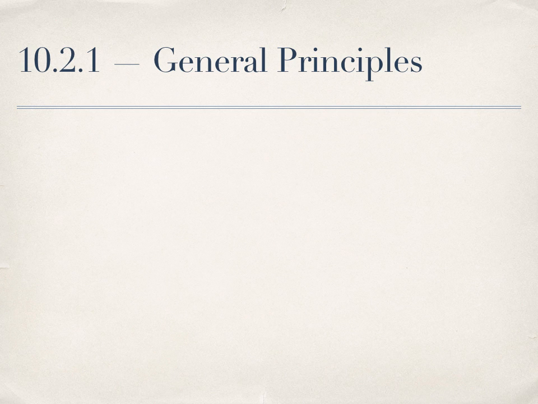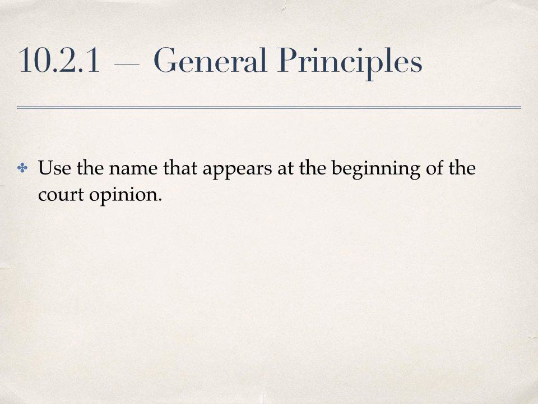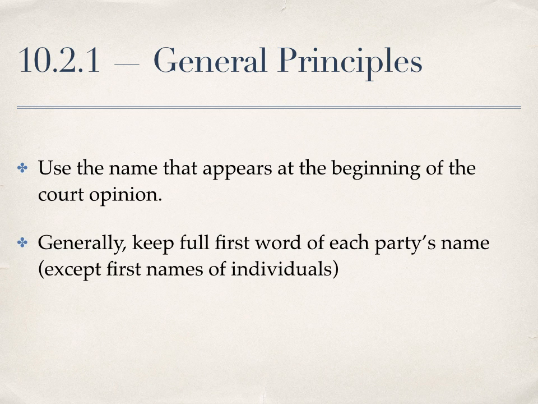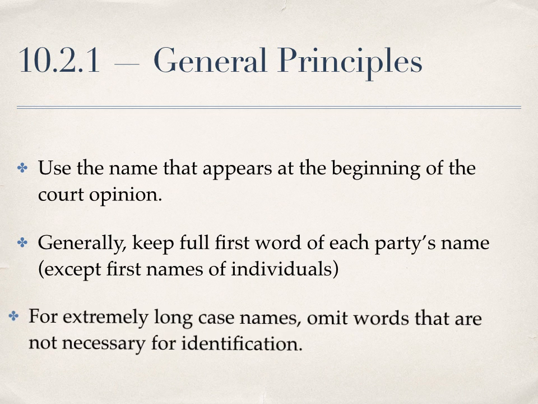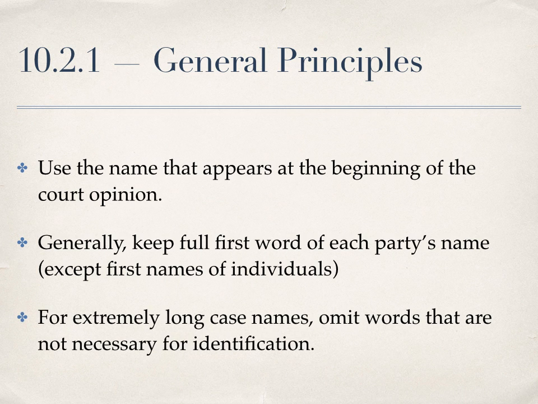In general, when forming a case name for your cites, you'll want to use the name that appears at the beginning of the opinion or in the caption. You want to keep the first full word of each party's name, but this doesn't apply to individuals. We must omit given names or initials of individuals and use only the surname. Occasionally, you'll have a case with a very long or cumbersome name. When you do, you should omit any words that are not necessary to identify the parties or case. Where the case or opinion does not have a clear name, use a popular case name or simply "judgment of" and insert the date. These general rules are further modified by the remainder of Rule 10.2.1.